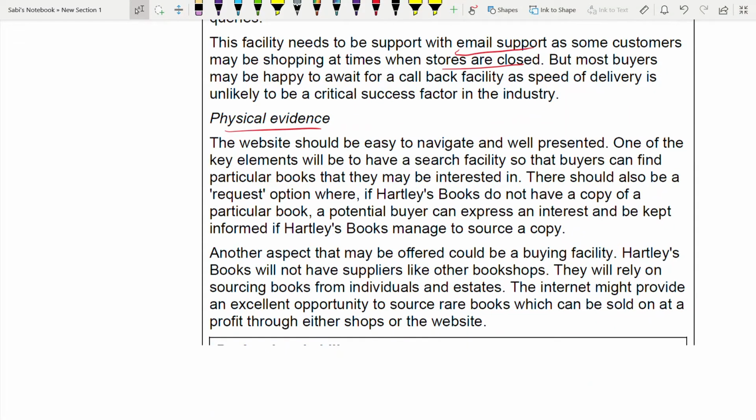Physical evidence means we are talking about the website only. It should be easy to navigate and well presented. Very important. One important thing is the search facility. How can they search? Do they have the search facility? Can they search for any type of book that they want? Do they have that thing there where they can search for the books? There should also be a request option, where if a particular book is not there, they can write it and request that particular book.